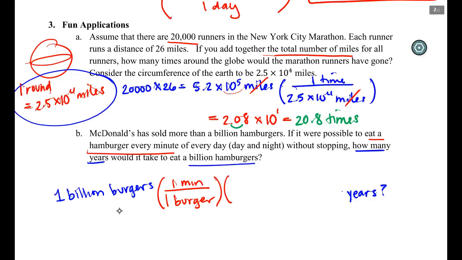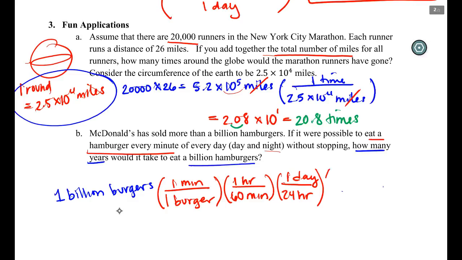And then we need to figure out how many minutes there are in a year so we can continue through our smaller conversions. Well, there are 60 minutes in 1 hour. And there are 24 hours in every day. That's why they said day and night, was to make sure we realize we don't have to sleep. We can continue eating hamburgers. And there are 365. If you want to use the same values that we were given before and take into account leap years, there are 365.25 days in every 1 year. So now we have figured out a way to start with burgers, cancel all the way out until we are left with nothing but years.